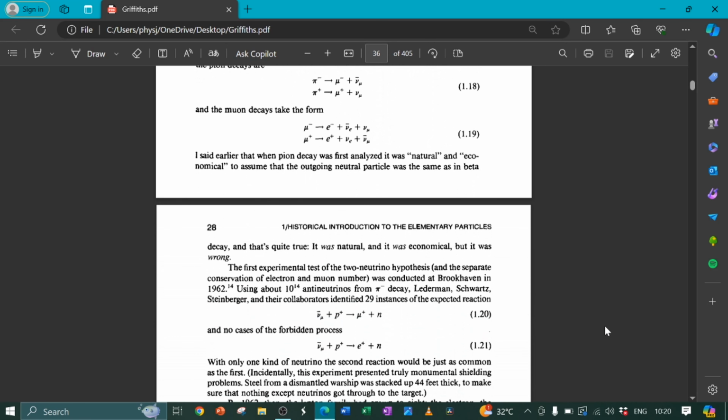I said earlier that when pion decay was first analyzed, it was natural and economical to assume that the outgoing neutral particle was the same as in beta decay. And that's quite true. It was natural and it was economical, but it was wrong.